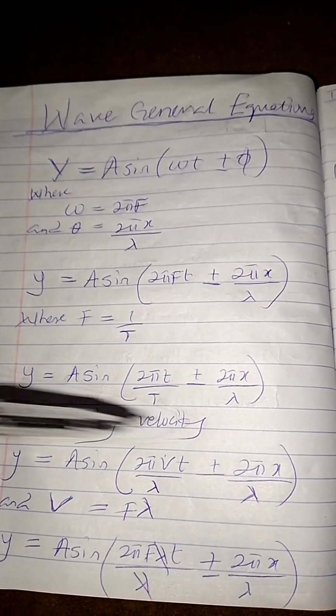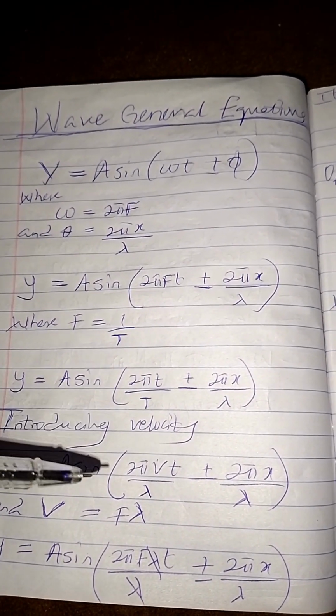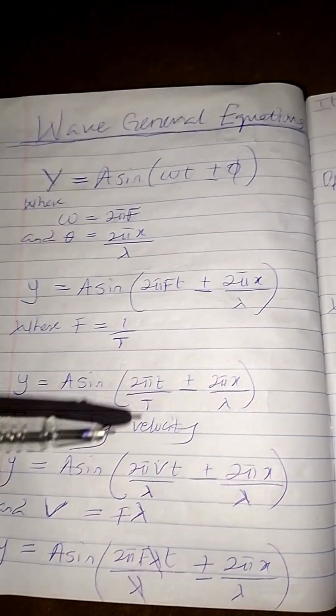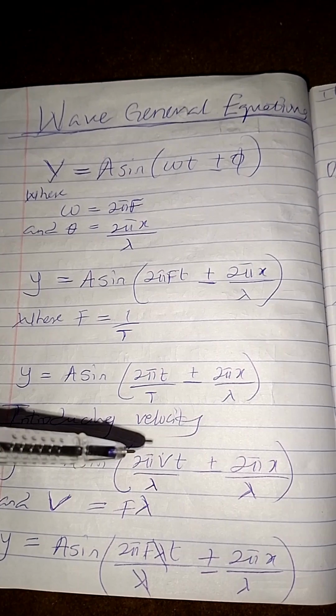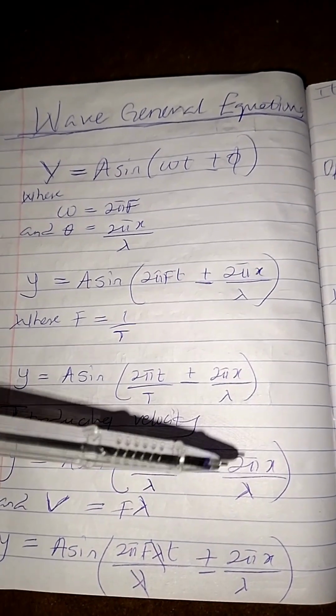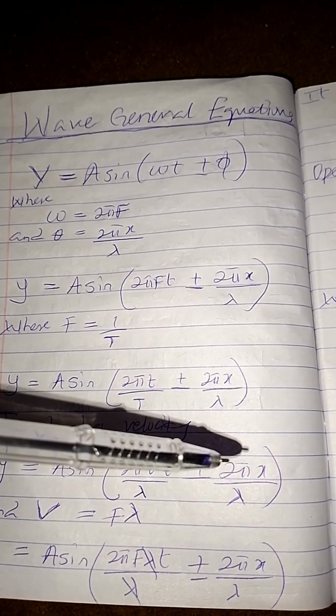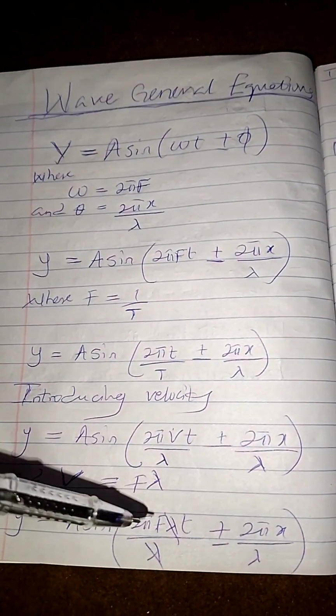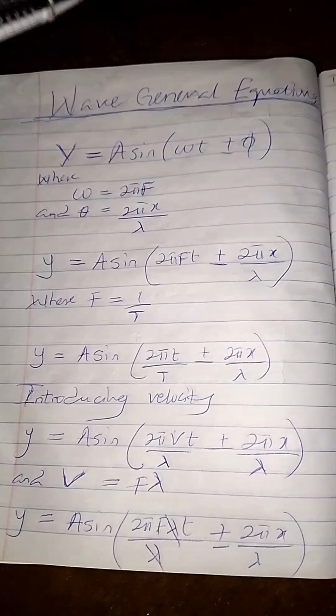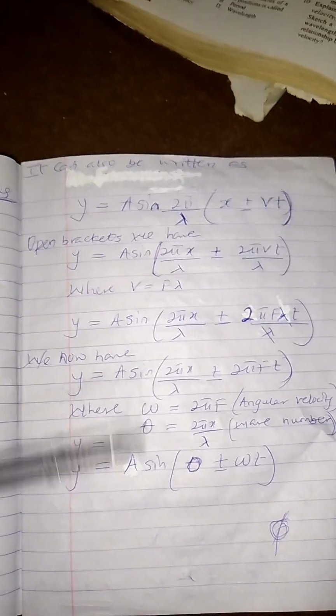Yes, if you introduce a velocity into the equation, that's the one we started with first, you see that y equals a sine 2 pi vt over lambda plus or minus 2 pi x over lambda, which will give us this final equation. At the end of the day, if you check everything here, it's something like what we have on the other page. I just have to rewrite them.